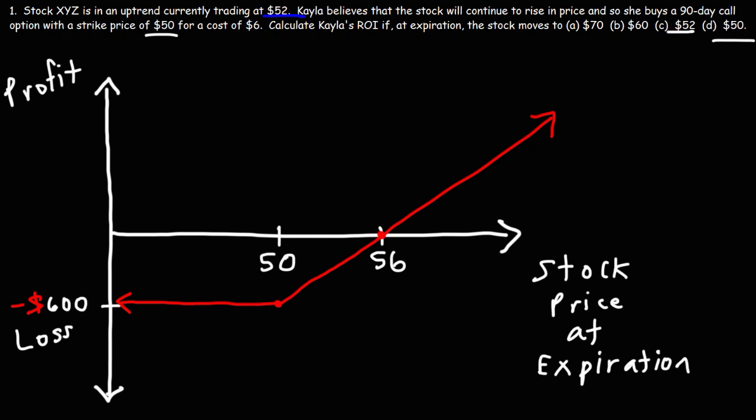So that's the long call option strategy. The potential profit is unlimited, but the risk, the most that she can lose, is limited. But nevertheless, the stock price has to go up significantly in order for this to be profitable. The stock is currently trading at 52. It has to move to 56 or more. It has to move above 56 for this strategy to be profitable.